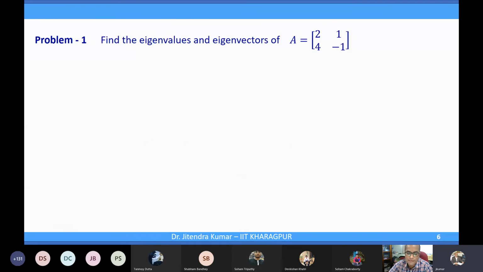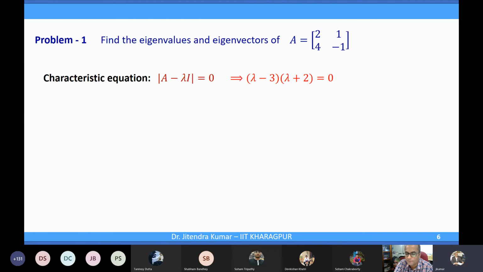So a simple question: find the eigenvalues and eigenvectors of A, which is [2, 1; 4, -1]. The matrix is given, and we are asking what are the eigenvalues and corresponding eigenvectors. First you need to write the characteristic equation. That is the first step. You write determinant of A minus lambda I equal to 0. That means you have the matrix with entries 2 minus lambda, 1, 4, and -1 minus lambda, and its determinant equals 0.